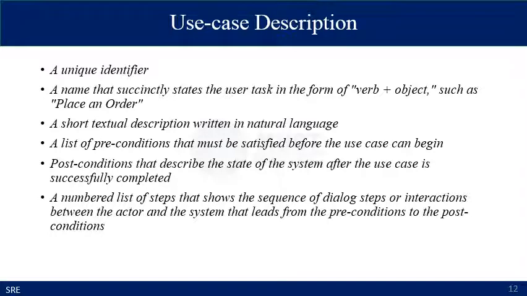The use case description is often followed by a proper format. Usually a use case has a unique identifier that typically identifies a use case. So a use case has a name that states the user task in the form of verb plus object. So remember to use to-the-point names, for example, place an order. Then there is a small textual description written in a natural language that describes what the use case achieves.